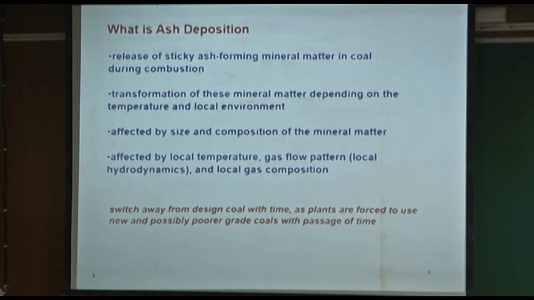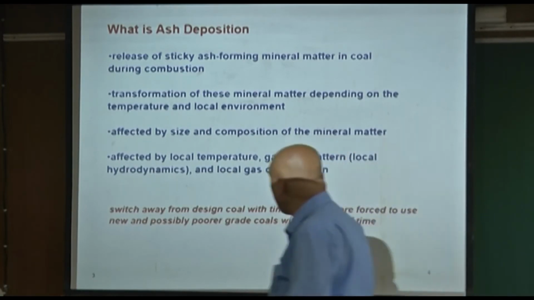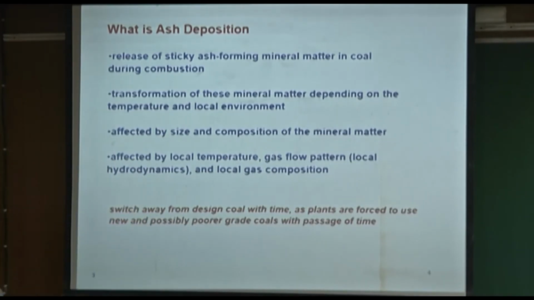So what is ash deposition? It is essentially the release of the ash-forming mineral matter in the coal, after drying, after pyrolysis, after char combustion, everything. But the important thing is that these are very, very sticky at high temperatures. They really act as a glue, and you will see some of the figures.